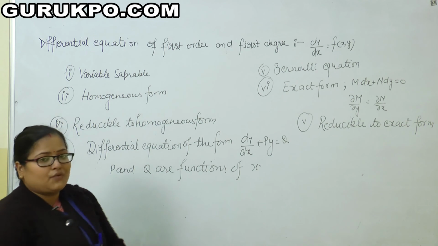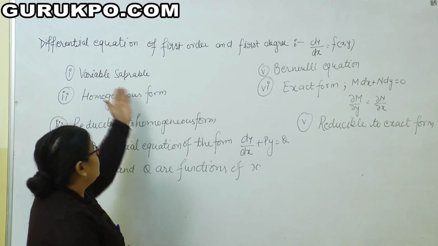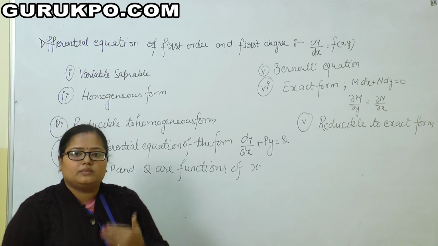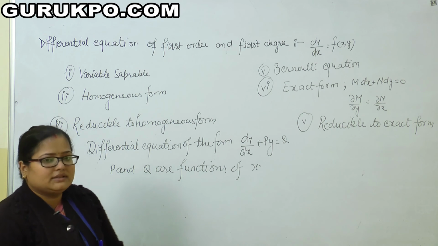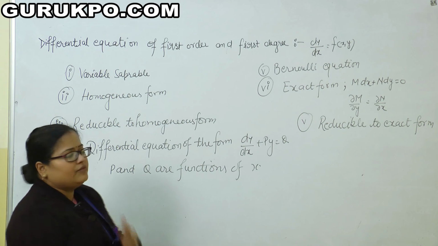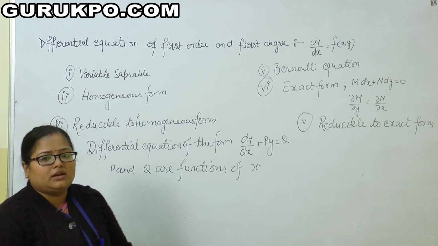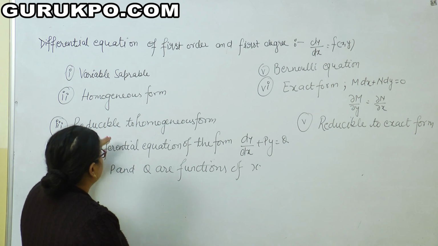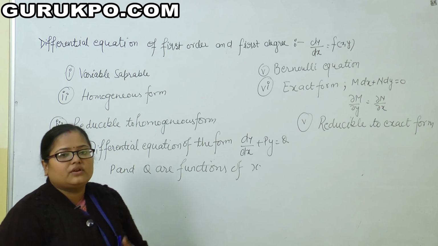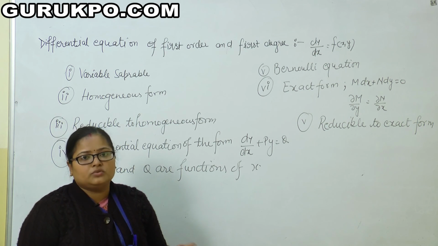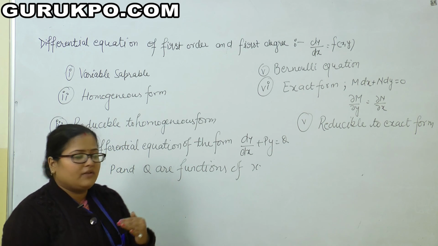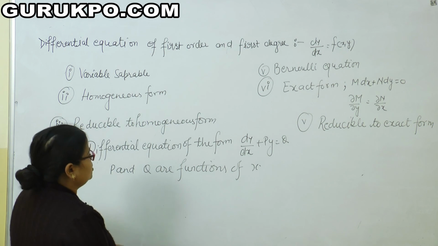Second is the homogeneous form. In the variable separable method, we separate the variables, such as x on one side and y on the other side, and integrate easily. In the homogeneous form, the equation is given in homogeneous form, and after that we can solve it. Reducible to homogeneous form: if the equation is not given in homogeneous form, then we can reduce it into homogeneous form, and afterwards solve it the same as the method of homogeneous form.